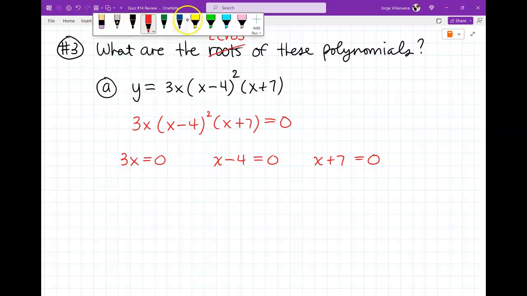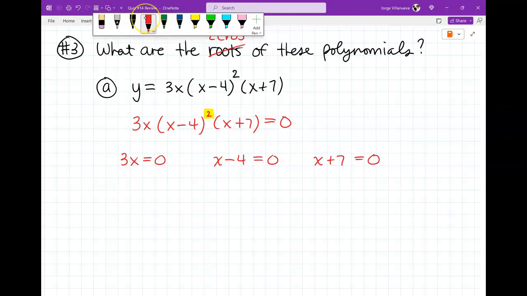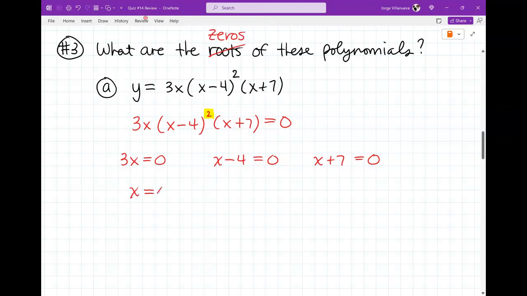You do want to pay attention to it when it comes down to the multiplicity of it, but you don't need to do anything for it when you're solving. Okay, so let's go ahead and solve each one. If I solve 3x equal to 0, what do I get? 0, right? So x is 0.